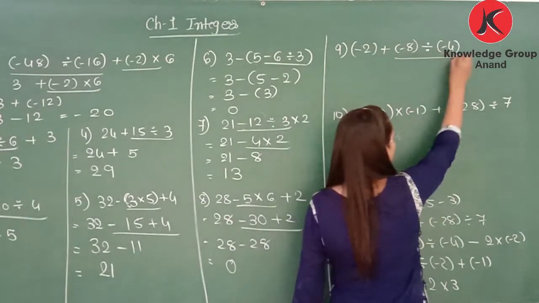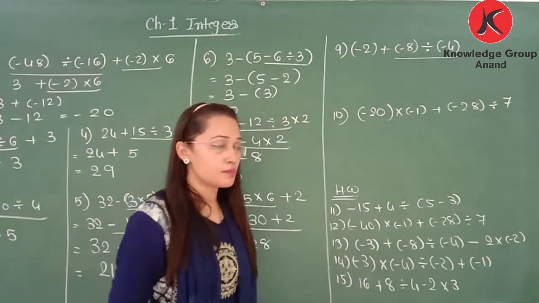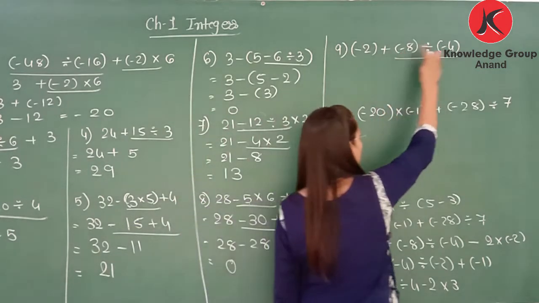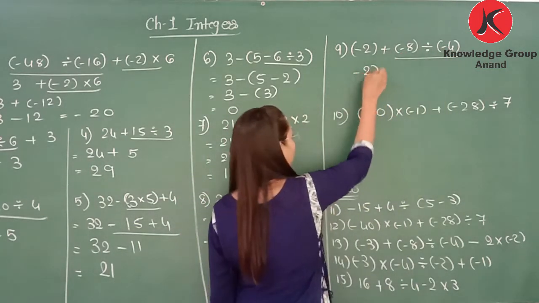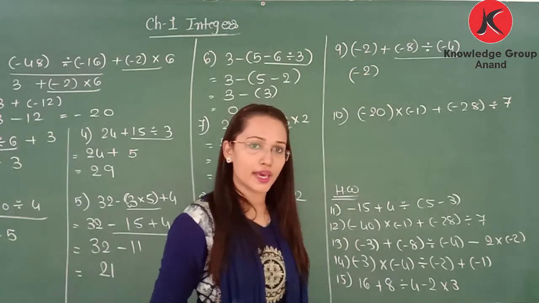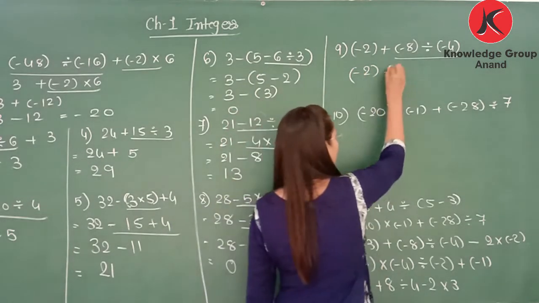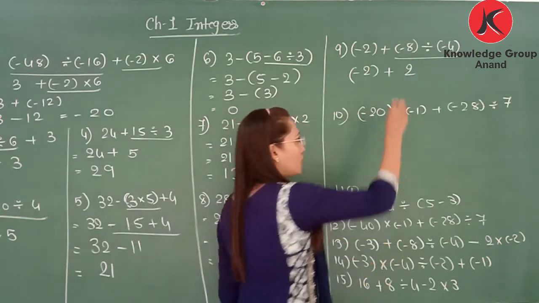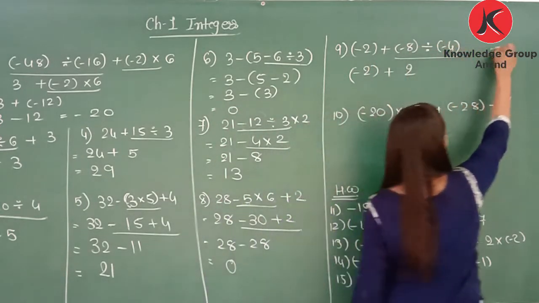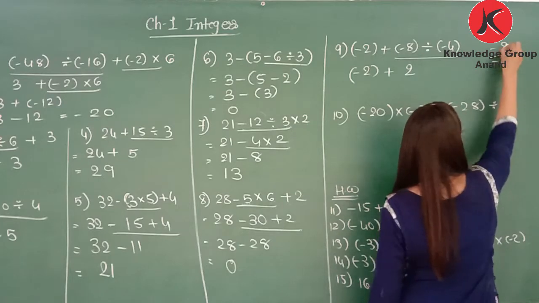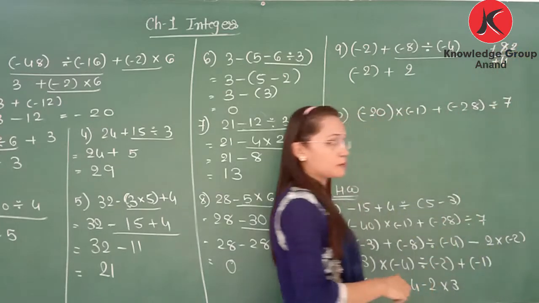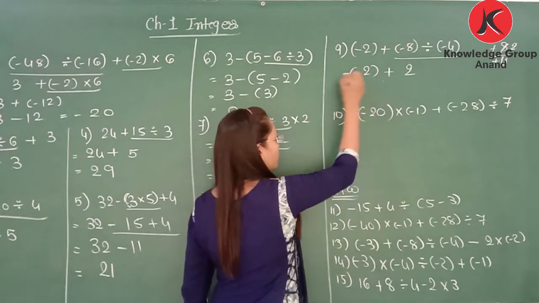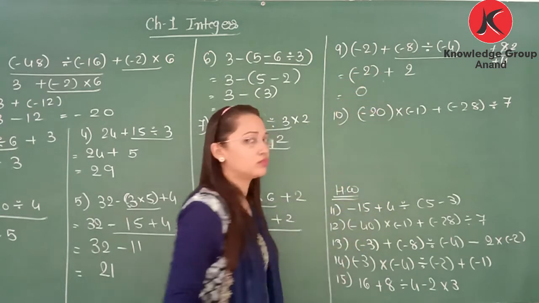Now 9 minus 2 plus minus 8 divide minus 4. So here division is there. So first of all simplify the division. Minus 8 divide minus 4. 8 divide 4 is 2. So the answer is 2. Is it positive or negative? Positive, because both are negative. Minus minus sign will be cancelled out. So plus 2. Then minus 2 plus 2 is 0.